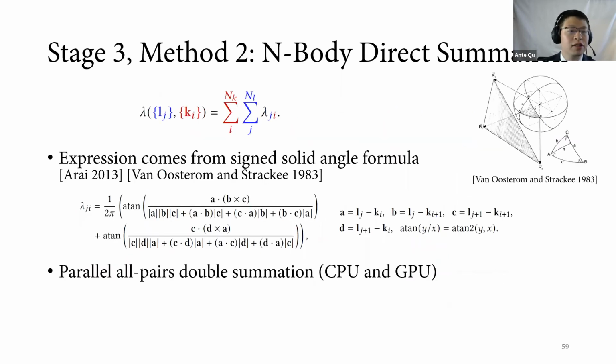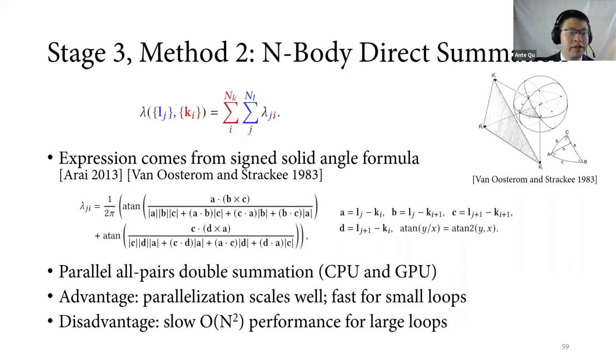Lambda ji has a closed form expression from the signed solid angle formula, which involves evaluating two arctangents. It is well defined when the curves do not intersect. So we evaluate this double summation in parallel on the CPU and GPU. The advantage is that the parallelization scales really well and is very fast for small loops. However, it's an O(n squared) algorithm, so it can be very slow for large loops.